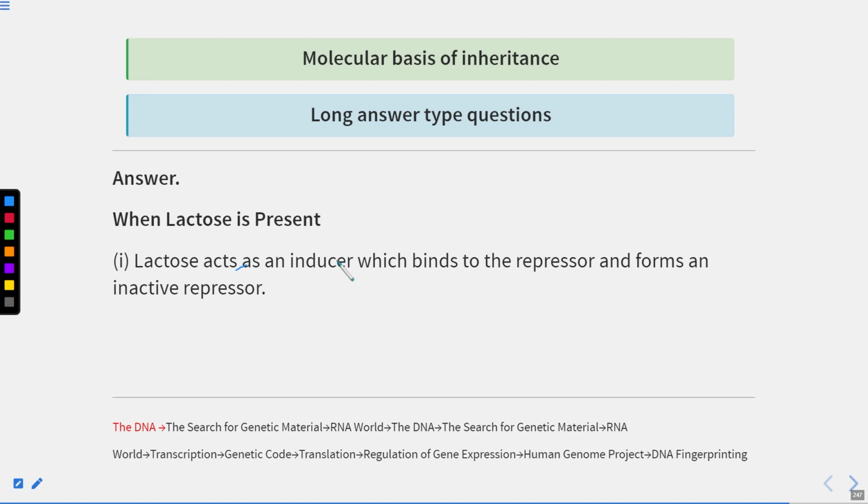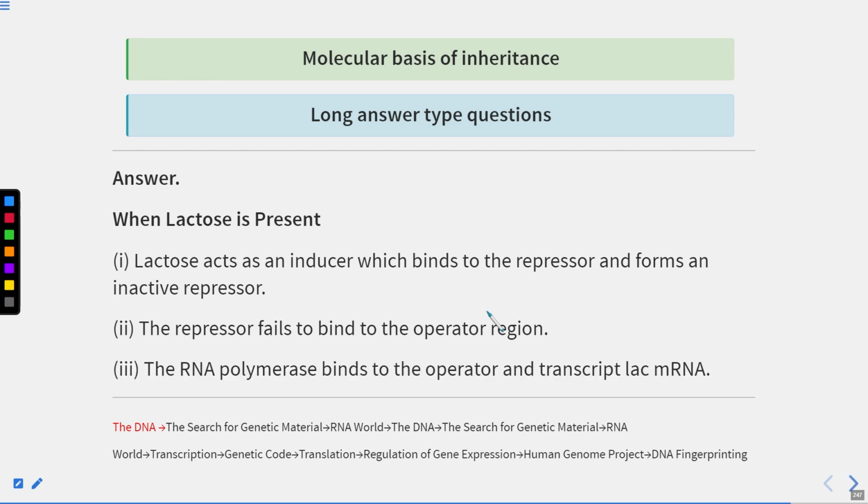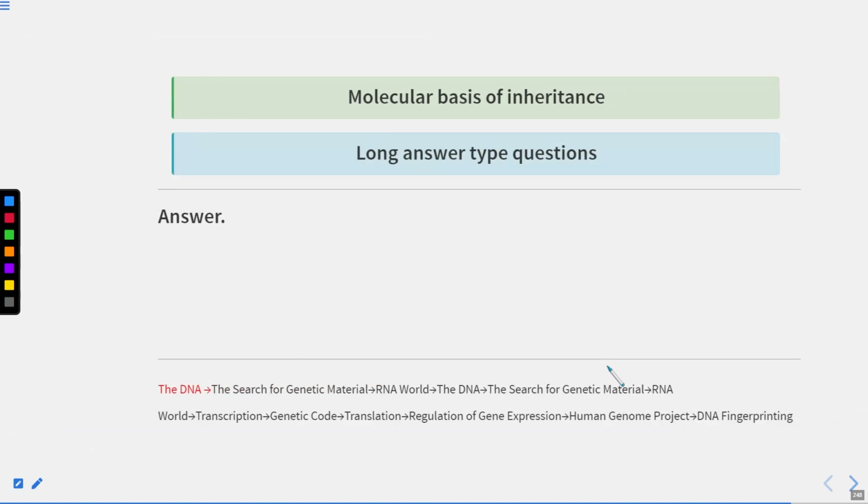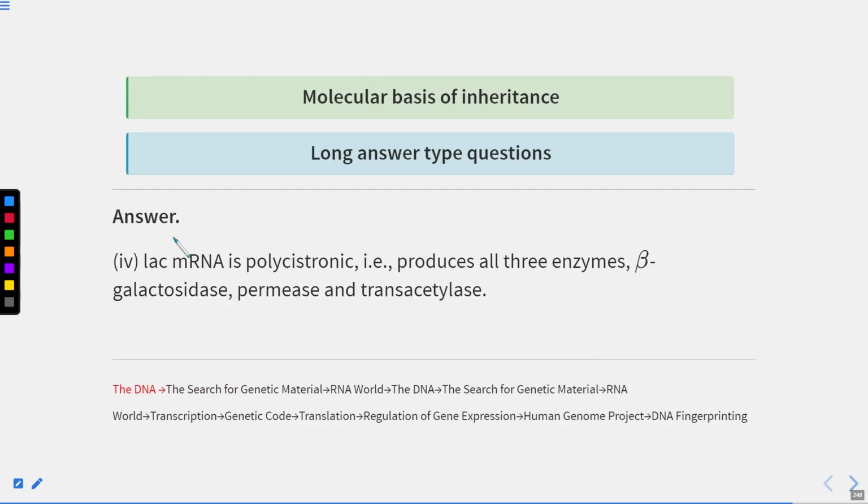Now, in the presence of lactose, what happens? The lactose acts as an inducer, which binds to the repressor protein and forms an inactive repressor. Now, the repressor fails to bind to the operator region. And what happens? The RNA polymerase can now bind to the operator and transcribe the lac mRNA. This means the lac operon is switched on.